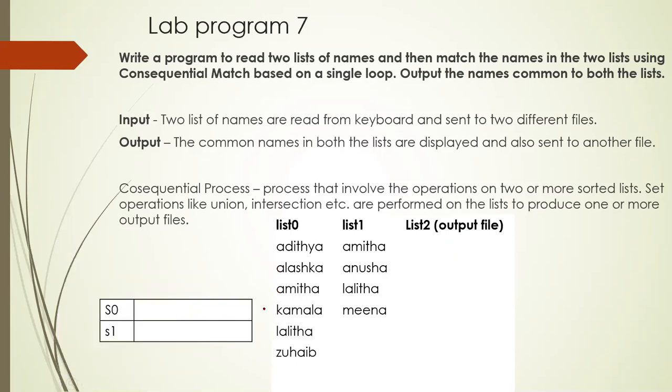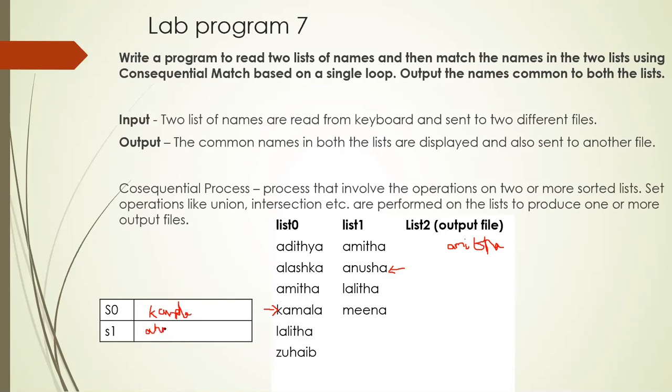So the pointer is pointing to this location, Kamala, and here the pointer is pointing to Anusha. Okay, and the same name Amita is already copied to the list. Now these characters are read from the file and copied to the string. So Kamala name is here, and here the name present is Anusha.